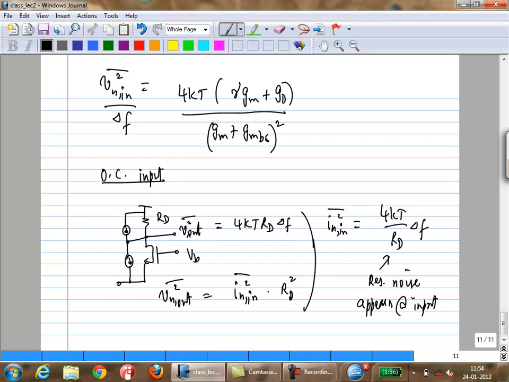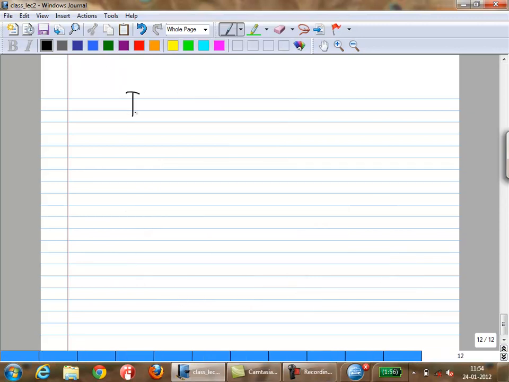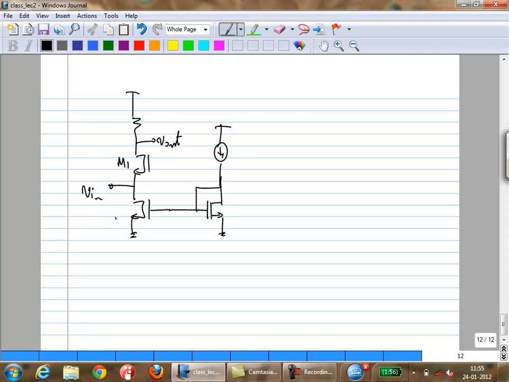Okay. Now, suppose you have a current source. Suppose you have some bias. Suppose you are now biasing this common gate with a current source. So what's going to happen now? The noise from these two you have already calculated, that's not going to change. What about the noise from M2 and M3?